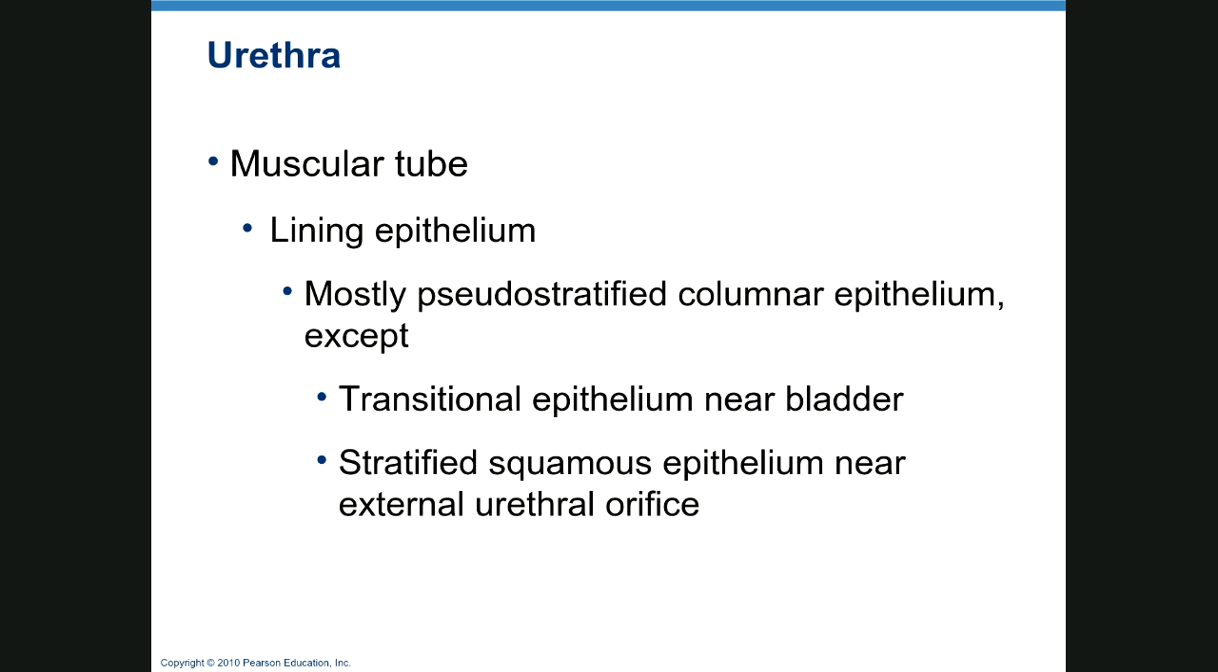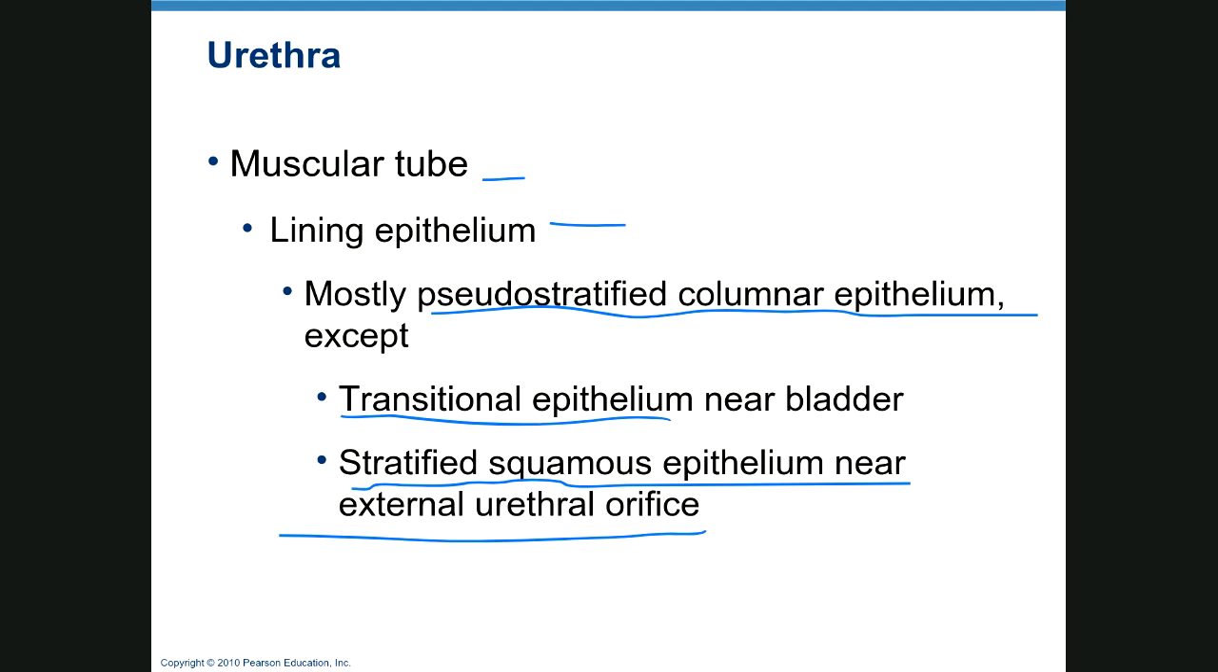Now the urethra is a muscular tube. The lining is mostly pseudostratified columnar epithelium, but near the bladder we have transitional. Near the external orifice we have stratified squamous epithelium, because anywhere one gets friction, one could have stratified squamous epithelium.